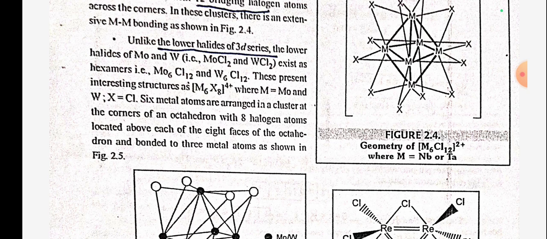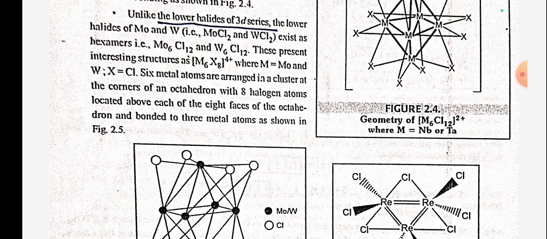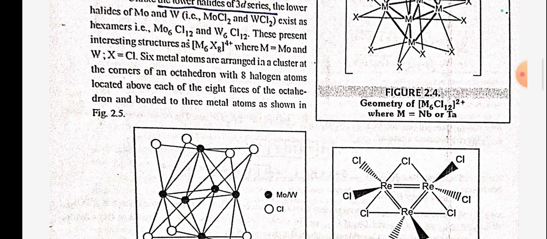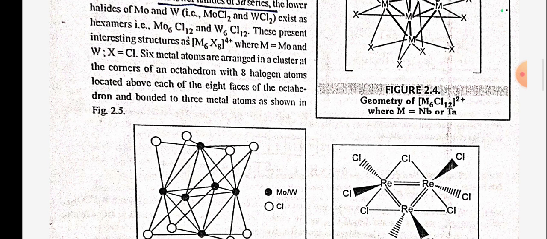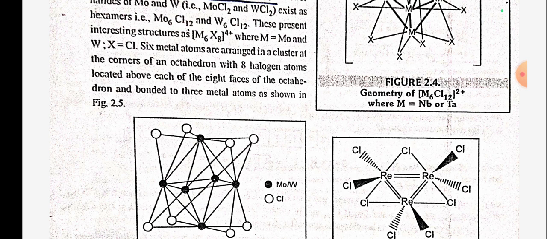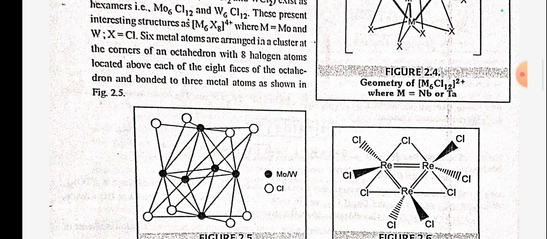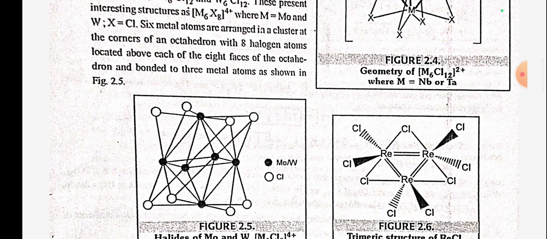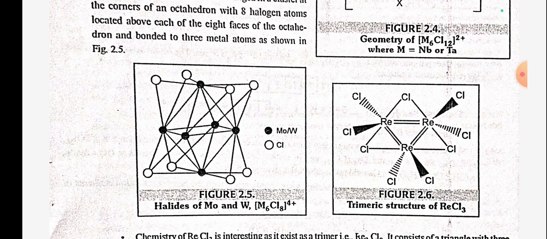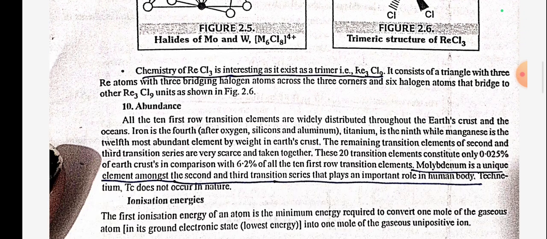Unlike the lower halides of the 3d series, the lower halides of Mo and W exist as hexamers, Mo6Cl12 and W6Cl12. These present interesting structures, [M6X8]4+, where M is Mo or W, and X is Cl. The 6 metal atoms are arranged in a cluster at the corners of an octahedron with 8 halogen atoms located above each of the 8 faces of the octahedron and bonding to 3 metal atoms, as shown.